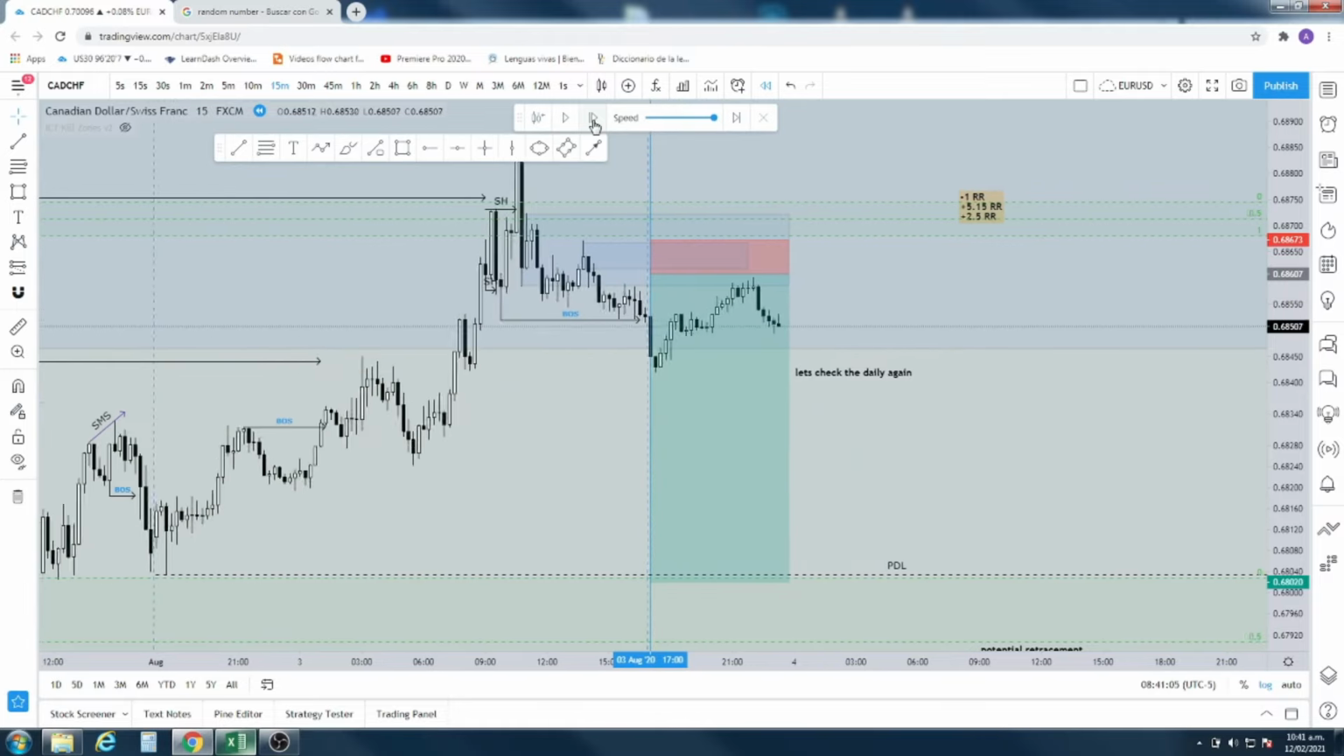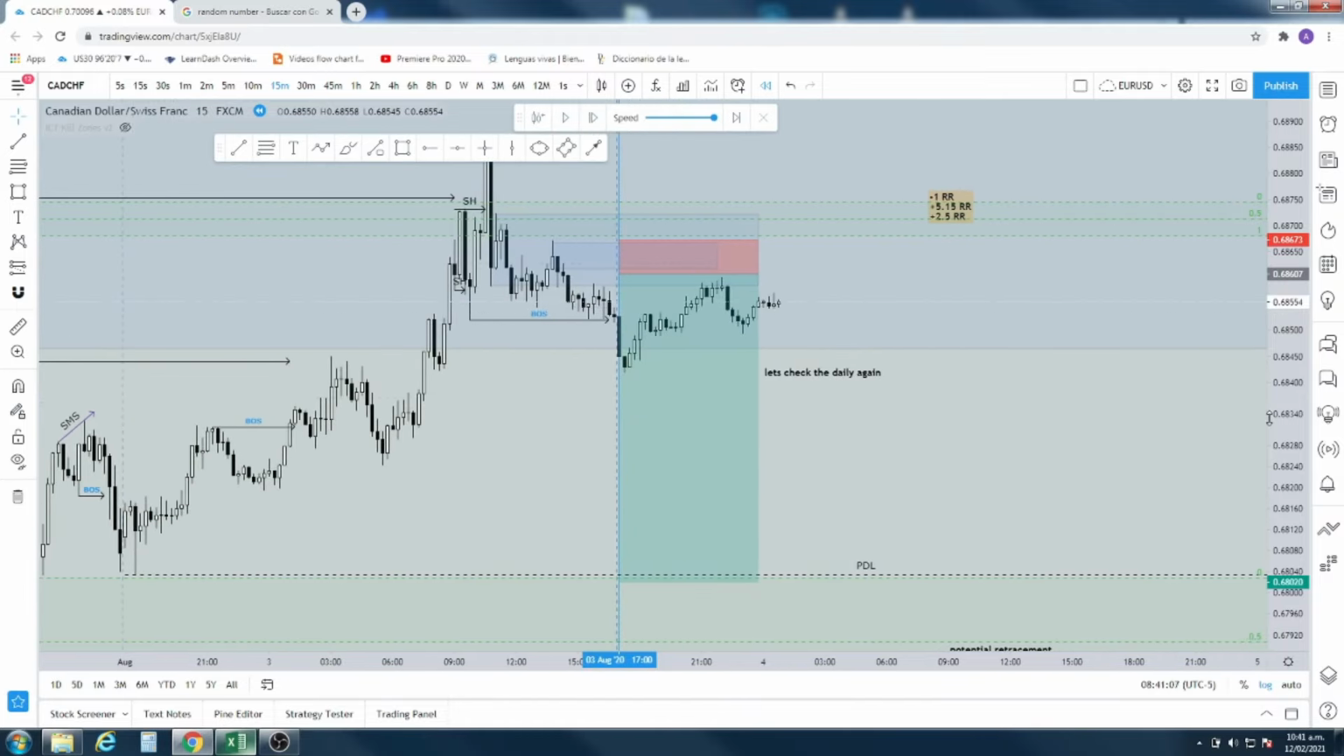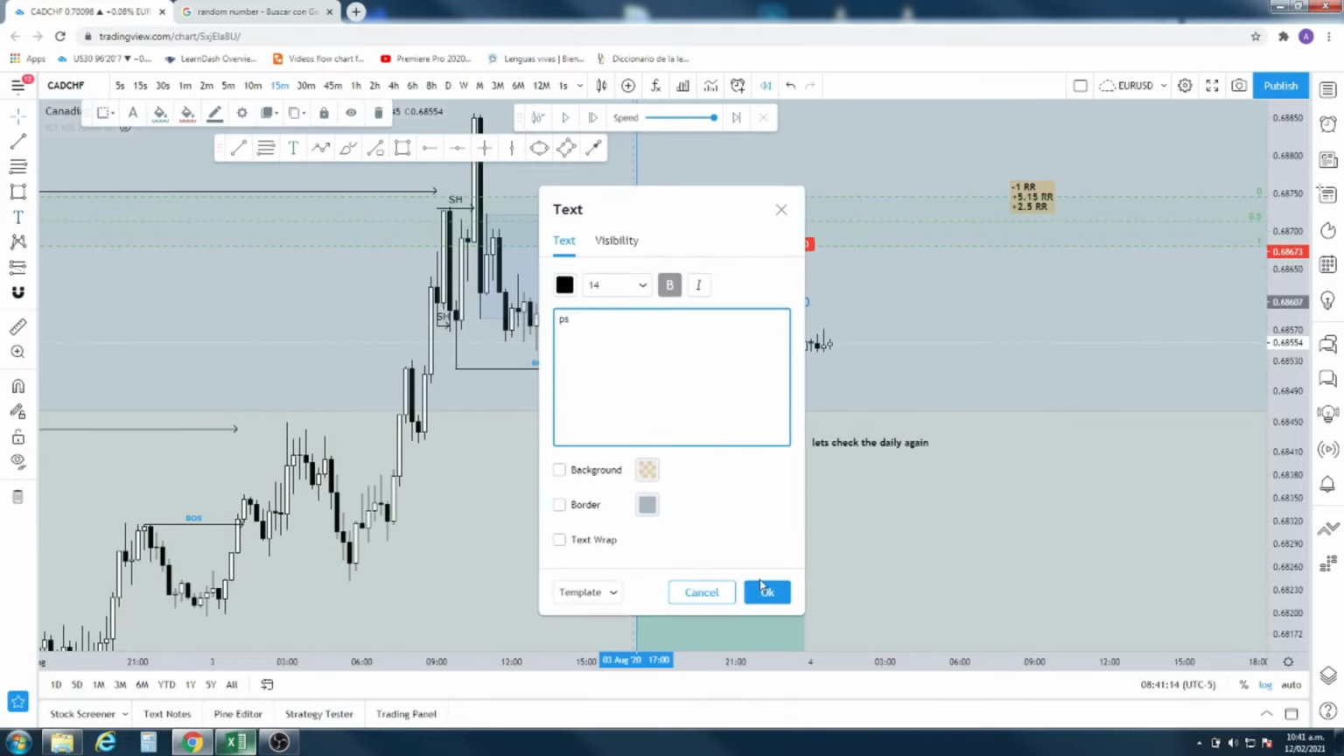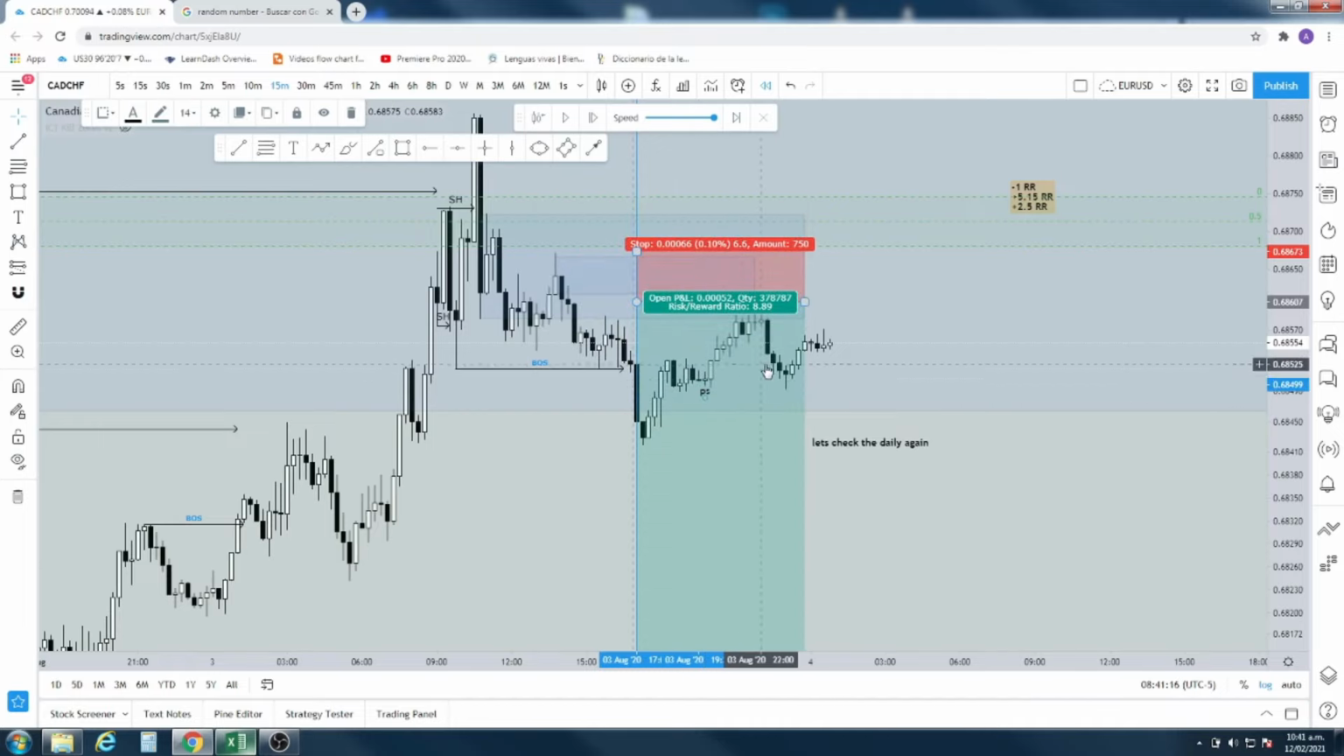As price was approaching my entry, it missed the entry just by a little bit and made a down move. And this makes me think that there is a potential distribution schematic being formed here on the 15-minute chart. So I will start annotating this schematic and wait for a better opportunity.